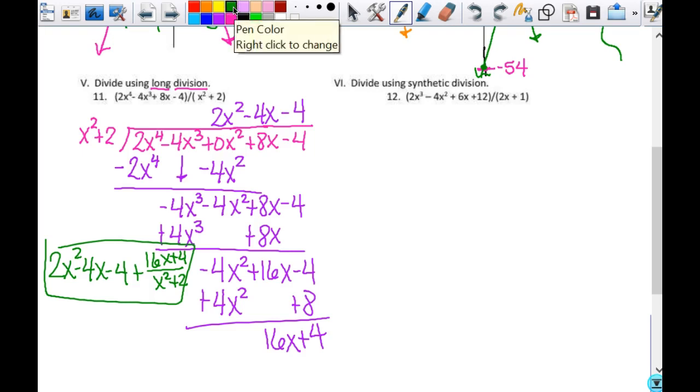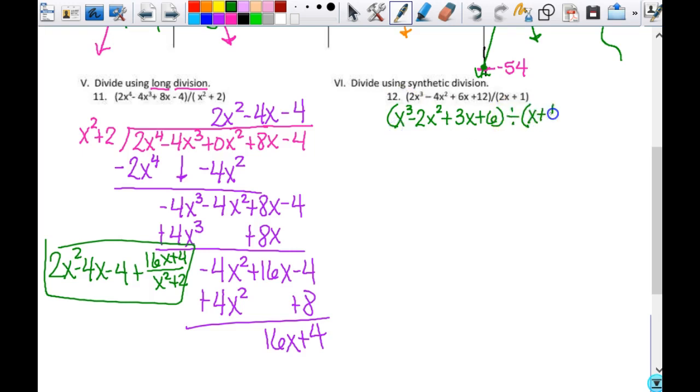All right, so in order for this to be 1, I'm going to have to divide everything by 2. But by everything, I mean everything. So that changes this to x cubed minus 2x squared plus 3x plus 6 divided by x plus 1/2. Okay? So I'm going to do synthetic division with the negative 1/2. My coefficients are 1, negative 2, 3, and 6. Remember to use placeholders for any zeros. We don't have them here, but that's important if I have them.